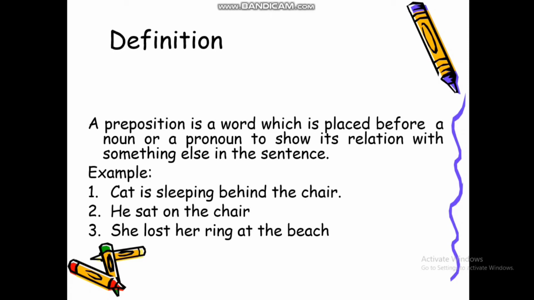Example: Kate is sleeping behind the chair. So behind is the preposition. It is telling us where Kate is sleeping. So Kate is sleeping behind the chair. He sat on the chair. She lost her ring at the beach.